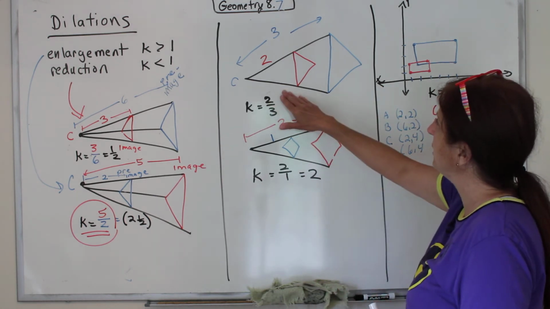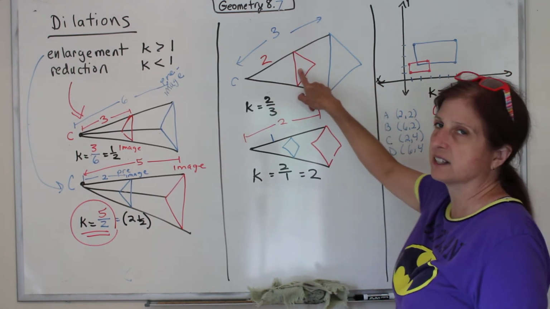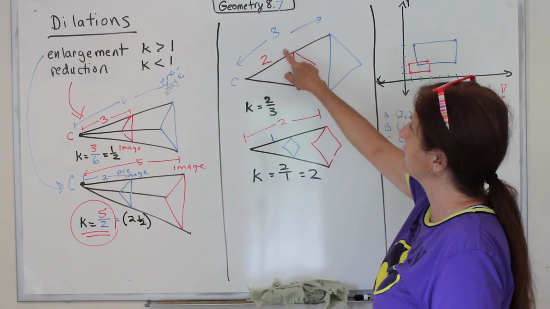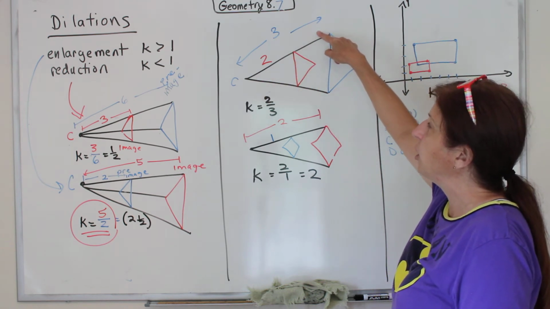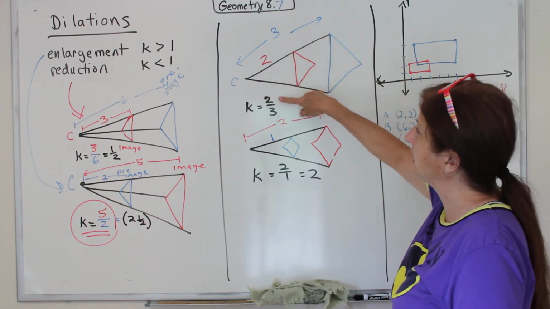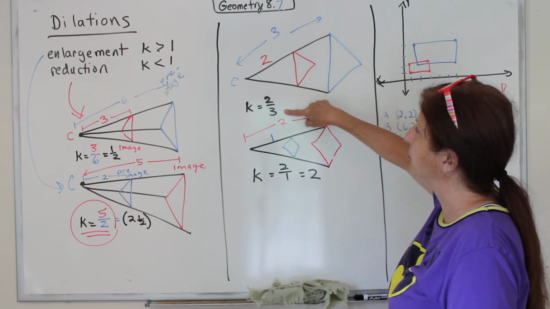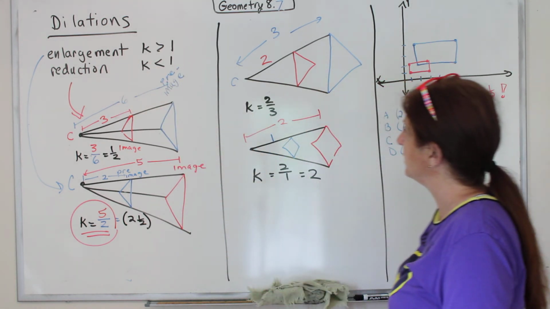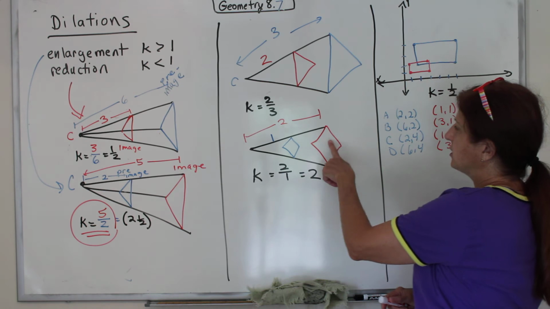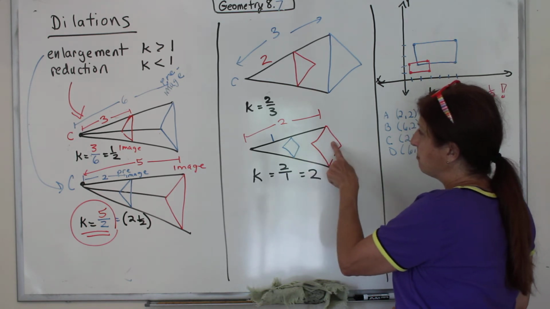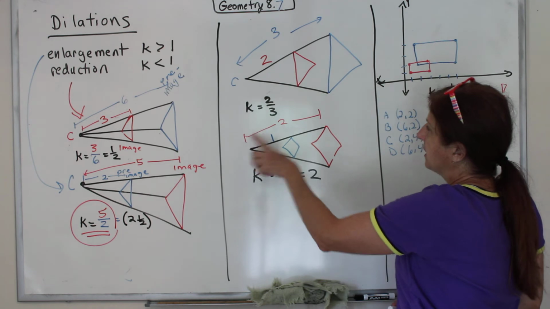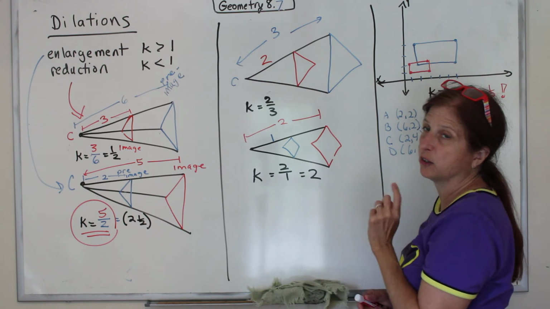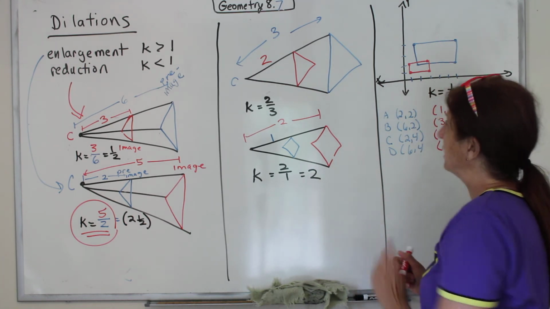Here's another one. Blue is original, red is the image. Is this an enlargement or a reduction? It's a reduction. It got smaller. Distance here is 2, distance here is 3. Because it's a reduction, the smaller one goes on top, the bigger one on the bottom, and K is 2/3. It is less than 1, so it is a reduction. How about this one? Here's our original, here's our image. It got bigger, so it's an enlargement. The distance here is 2, the distance here is 1. 2 goes on top because it's an enlargement and 2 is bigger than 1. K is 2, it's twice as big.